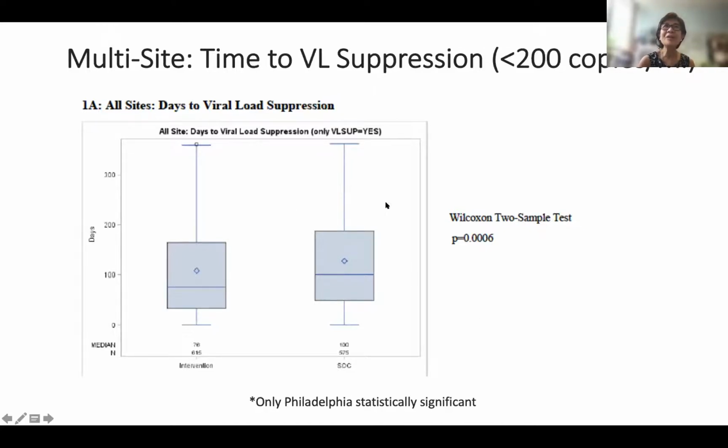And so when you think about that as a lesson, why does it matter to re-engage people? Because when time to viral load suppression is decreased, that's better for public health, right? People are suppressed in a shorter period of time, and that's a good thing.